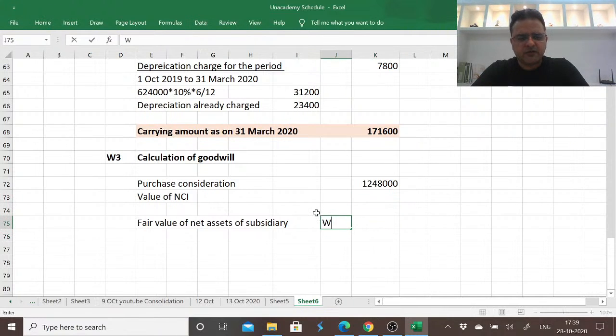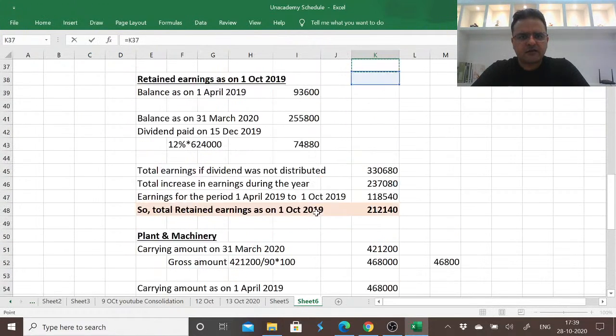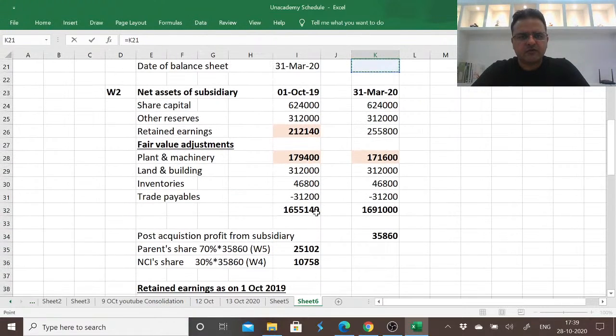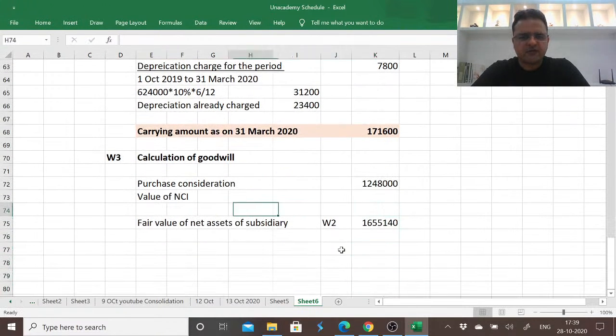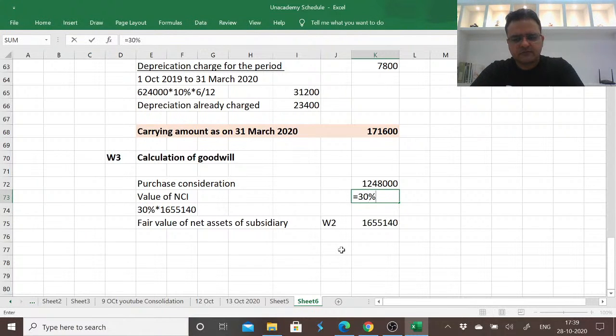Fair value of net assets of subsidiary we get to know from working note number 2. It is equal to 1655140. Value of NCI is 30% of 1655140, which equals 496542.